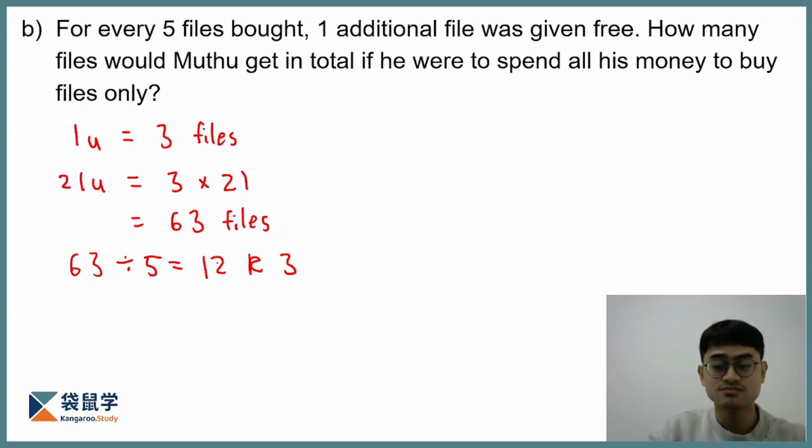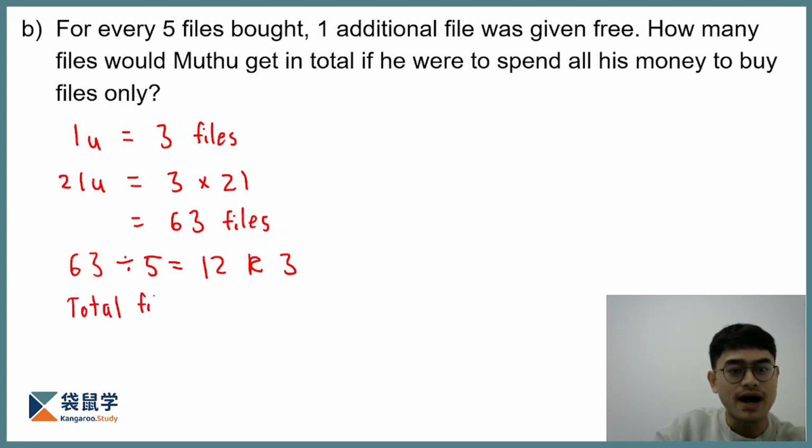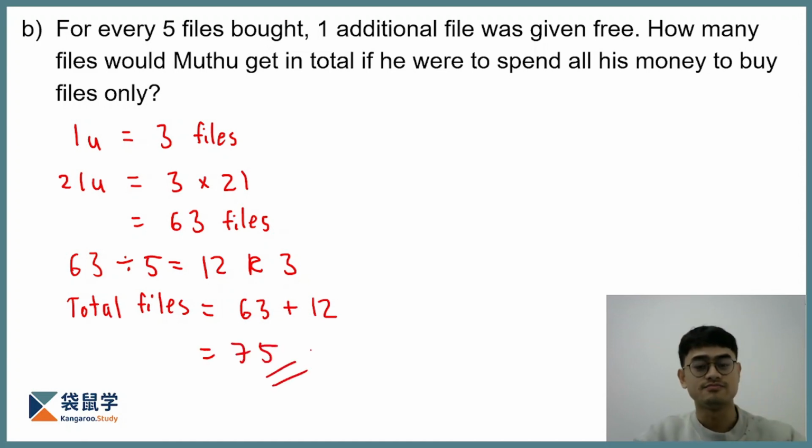So is that a final answer? No, it's not. We want to find total files, right? So on top of this, he's already buying the original 63 files. So how many files he's going to get is simply 63 plus 12, and that's going to be 75, the final answer for part B. So okay, that's all for the question, right? But let me just summarize it very quickly for you.